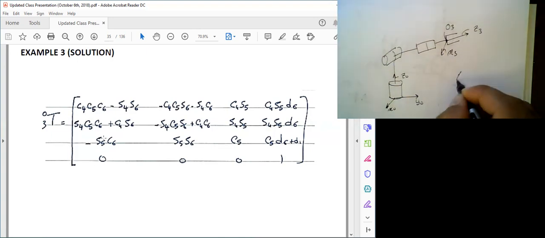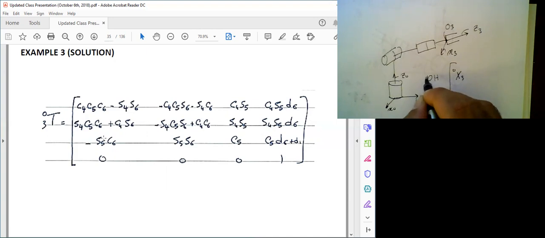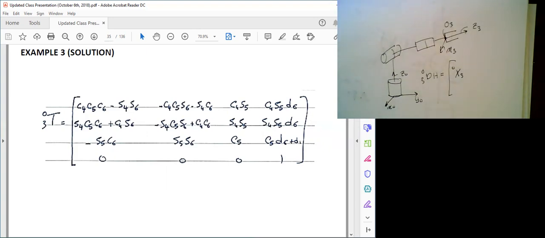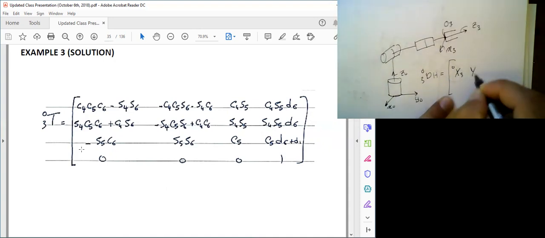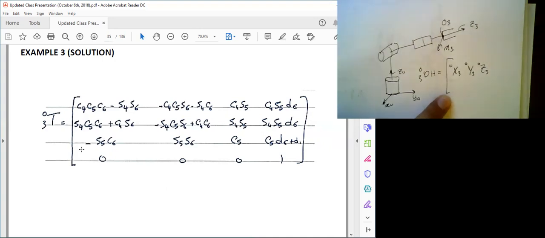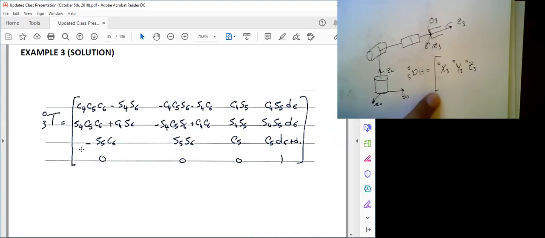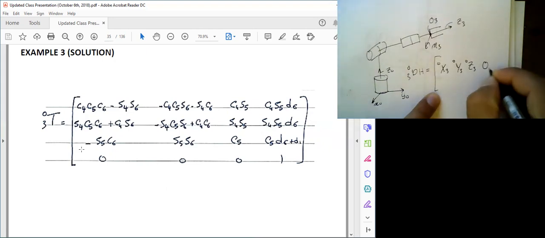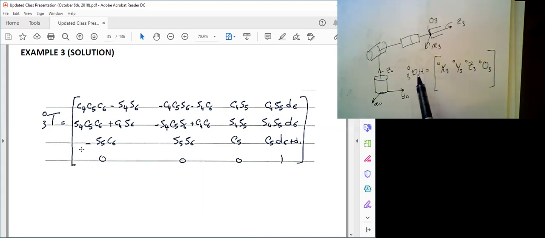It means basically now I actually have x3 in frame 0, right? This is my DH03. So this is basically my x3 0. The first column here is my x3 in frame 0. The second one is my y3 in frame 0, and the last one is my z3 in frame 0, right? And the other column that I have here is going to be o3 in frame 0. Okay, so now I can actually tell a lot of valuable information.